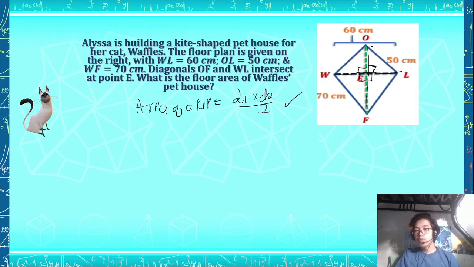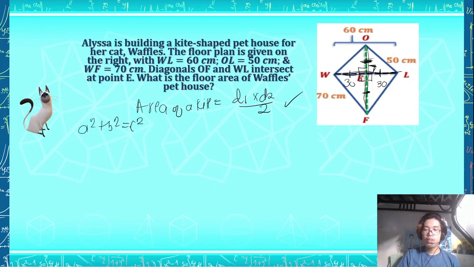Here we have the shorter diagonal, which is bisected by the longer diagonal. Therefore, EL is equal to 30, and WE is equal to 30. So we can get the measurement of this side and of this side using our favorite theorem, the Pythagorean Theorem. That's a squared plus b squared is equal to c squared. We know a is 30, which we got from dividing 60 by 2 because it's been bisected.